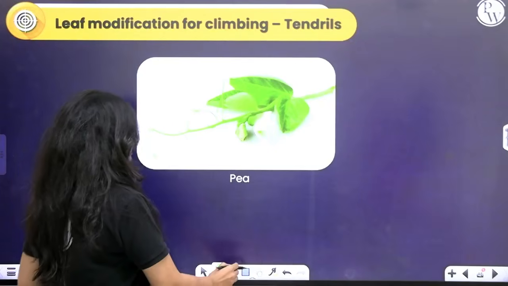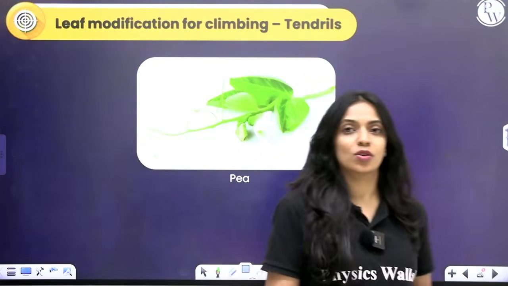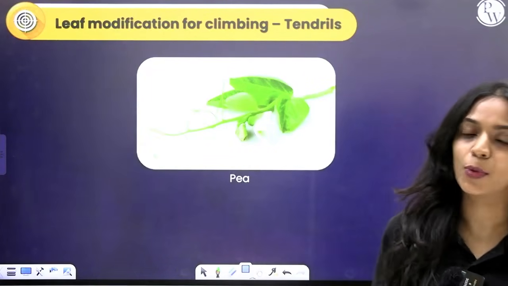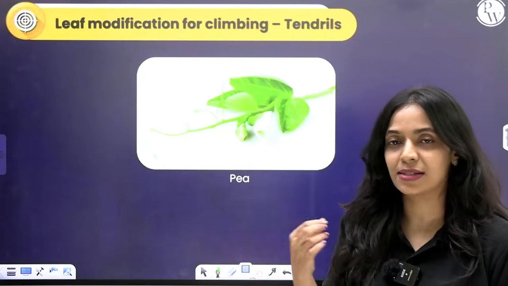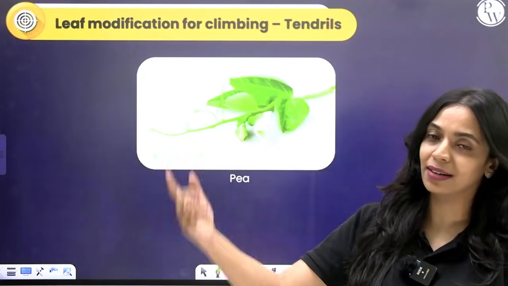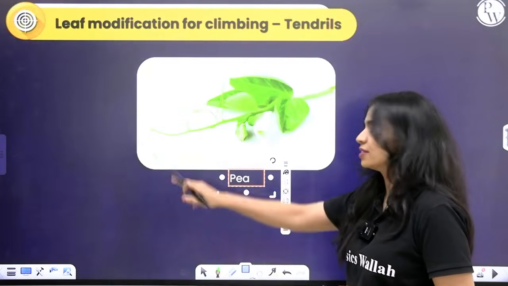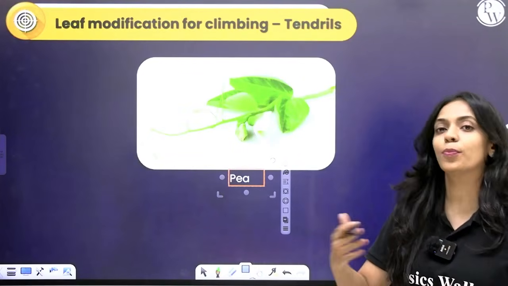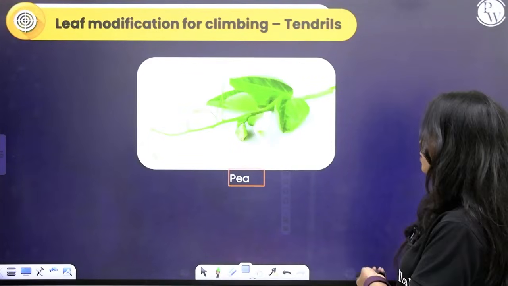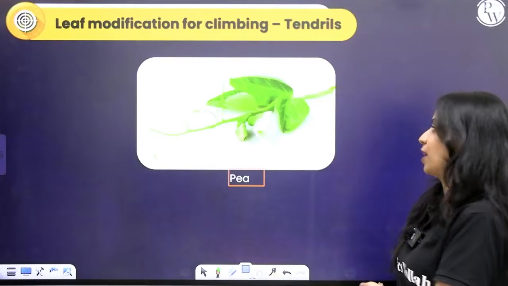Similar to how we saw in the case of pumpkin and grapevine, how the stem was modified, axillary bud was modified to form the tendril. Over here, you can see that the leaf itself is modified to form a tendril. This does the same job. It provides support while climbing. So this is called a leaf tendril, that is a stem tendril.